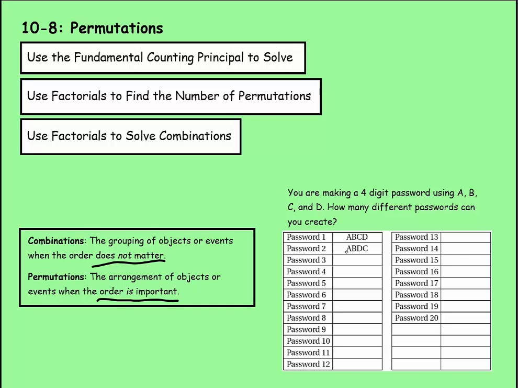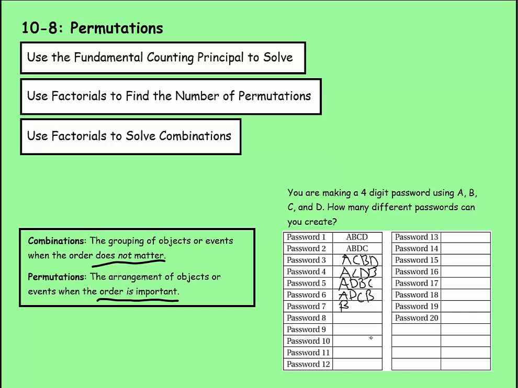So you literally have to start writing out all the different passwords that start with A. A, B, C, D, A, B, D, C, A, C, B, D, A, C, D, B. Then we could go with A, D, B, C, A, D, C, B. Then we could try the ones that start with B and do that same thing. And then we could do the ones that start with C and the ones that start with D. Eventually you're going to run out, then you can count how many you've made. And you notice this does take a long time.